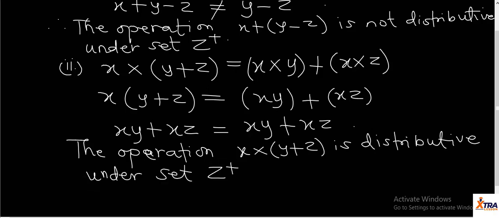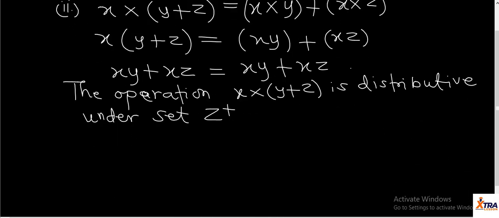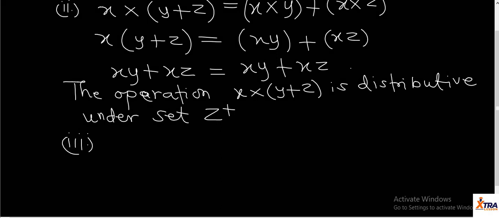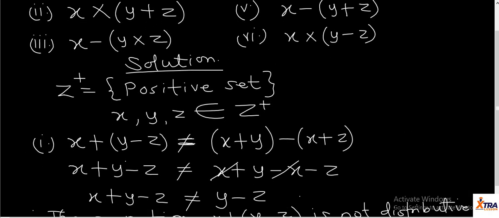We have done figure 1, we have done the second one. Let's look at the third one. For the third one, we have X minus open bracket Y times Z. Let's confirm our figure 3. We have Y times Z.